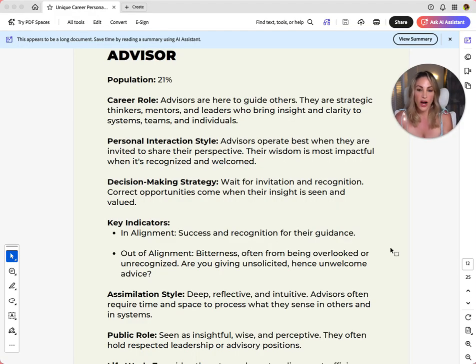So our indicator or our decision making strategy is essentially to just wait for an invitation and recognition, and then the correct opportunities will come in when our insight is seen and valued. And that doesn't necessarily mean don't do anything but just wait. It just means that we are preparing and creating a business and a lifestyle around being an advisor for our guidance, and then opportunities will come in. We will attract the right opportunities when people start to see us for our guidance.